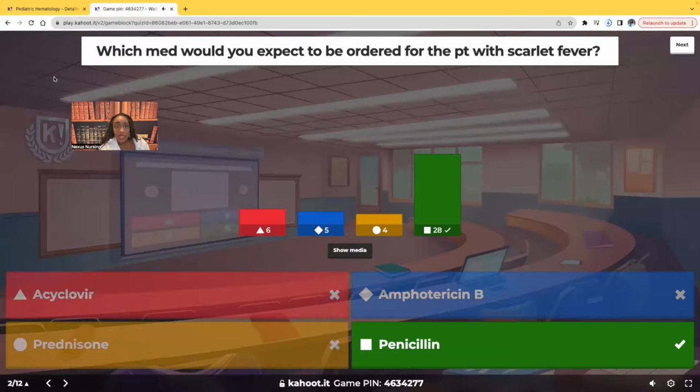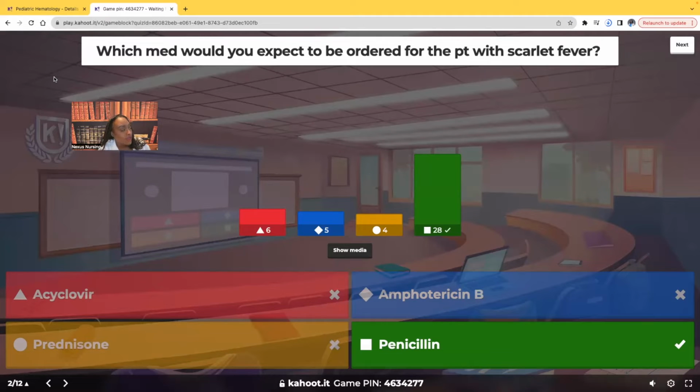Very good, penicillin. So scarlet fever is caused by group A beta hemolytic strep, okay? And what is group A beta hemolytic strep sensitive to? Penicillin. It's sensitive to penicillin. Now, let me ask you something. If your patient is allergic to penicillin, what alternate medication would you expect to be ordered?